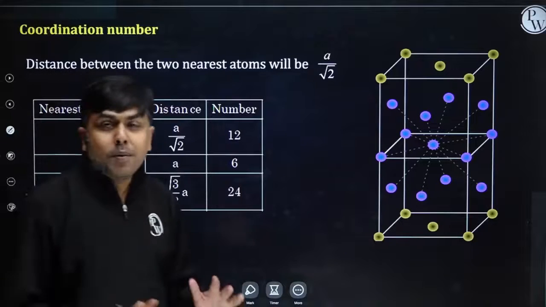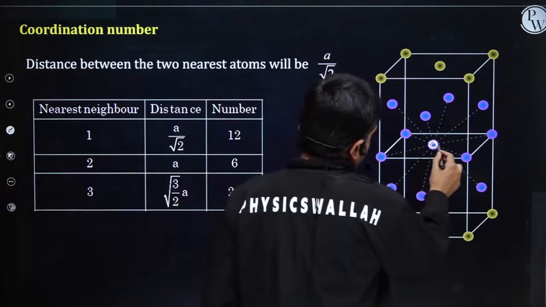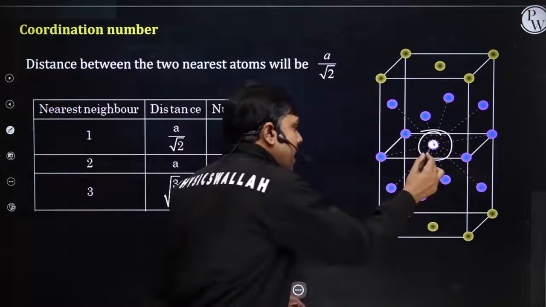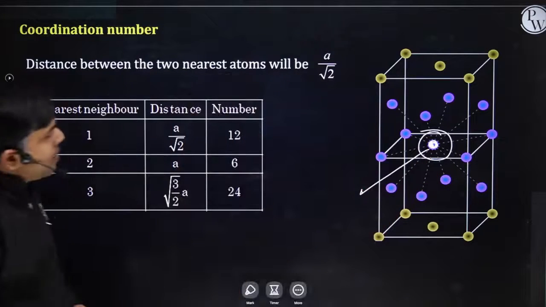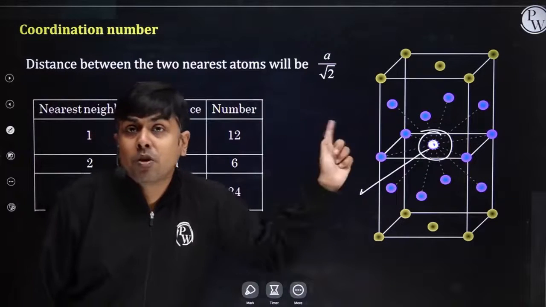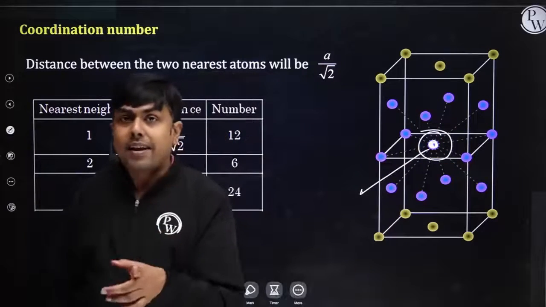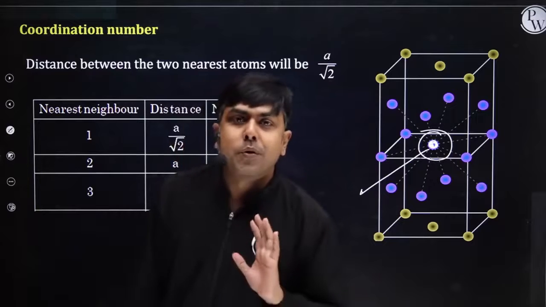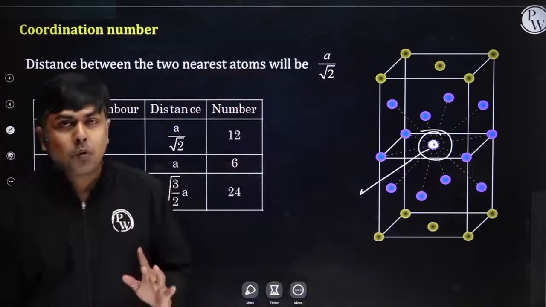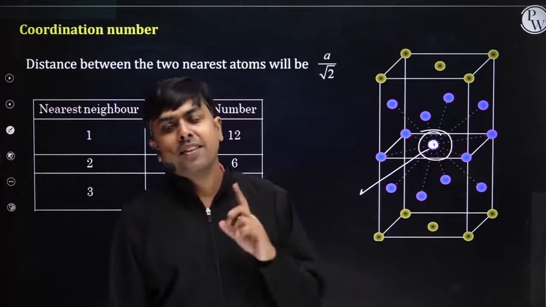Students, if I talk about the coordination number, suppose this is my test particle or test constituent particle. Now, if I focus here, at a distance of a by root 2, this particle is surrounded by 12 constituent particles. This particular atom will be surrounded by 12 atoms at a distance of a by root 2. Am I clear? You can check it.